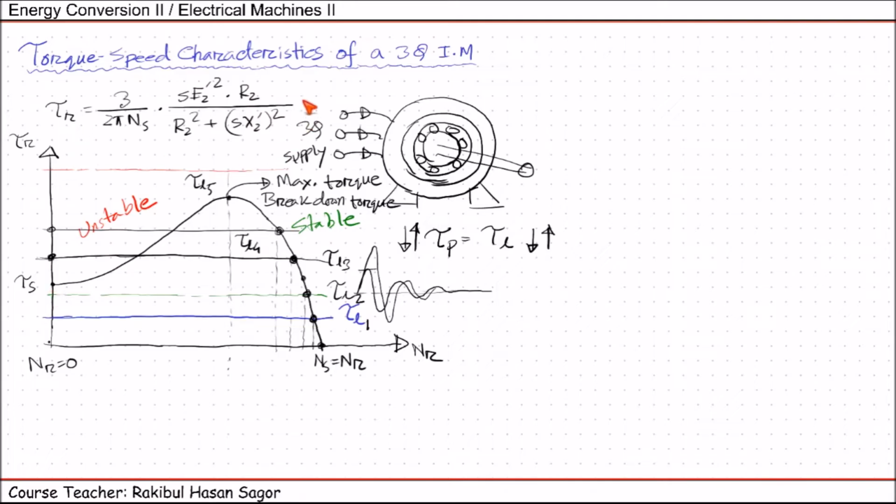We'll plot this torque speed characteristics curve using Octave for a typical set of values. For the simulation, we'll take the value of rotor resistance equal to 0.2 ohm and the value of X2 at a standstill condition can be taken as 0.7 ohm. The value of E2 prime equal to 80 volt. The number of poles per phase we will consider is 4 pole per phase machine and F equal to 50 Hz supply.